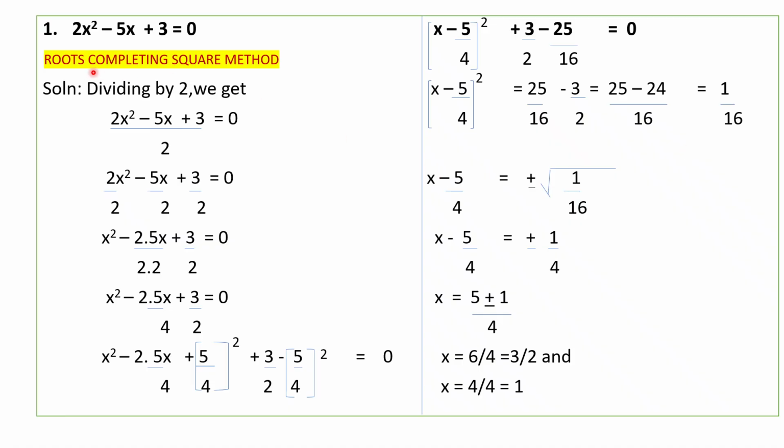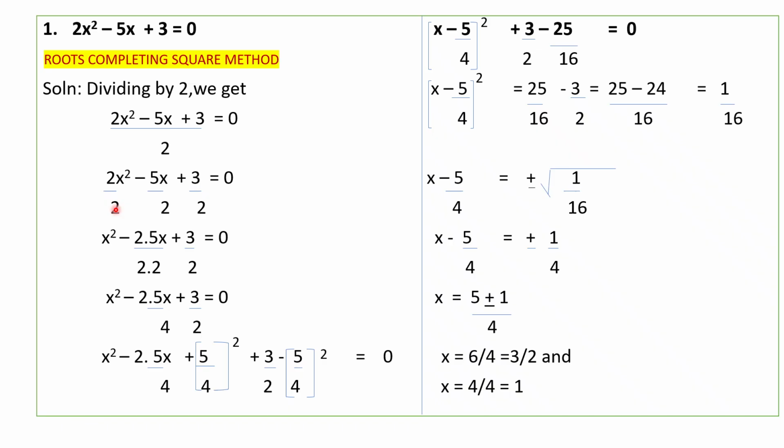Now come to this method: roots by completing square method. Suppose this is one example I have taken, 2x square minus 5x plus 3 equal to 0. Now the main step for the completing square method is that we have to make the coefficient of x square as 1. For that, we have to divide the whole expression by 2. Here it is 2, so we will divide by 2. We will get (2x square minus 5x plus 3) divided by 2 equal to 0. After breaking, 2x square upon 2 minus 5x upon 2 plus 3 upon 2 equal to 0.